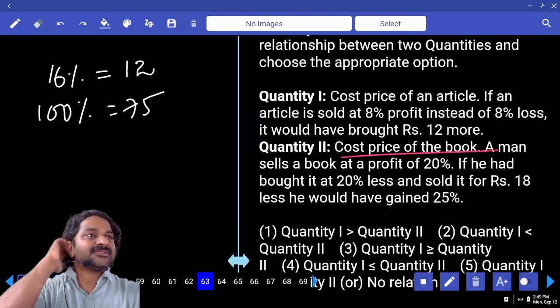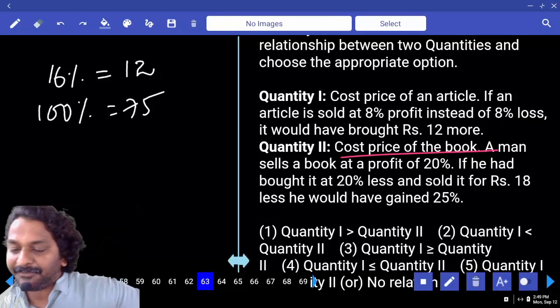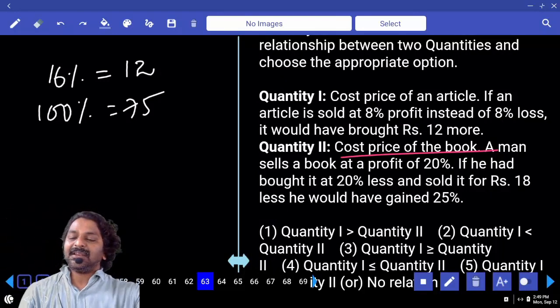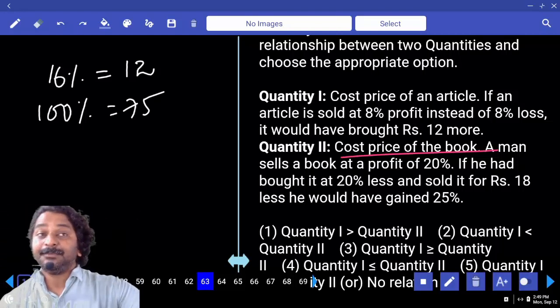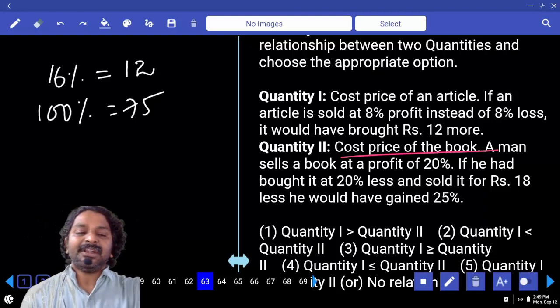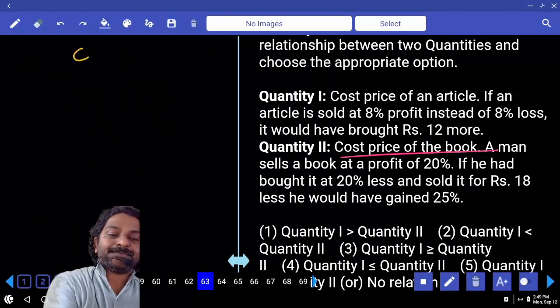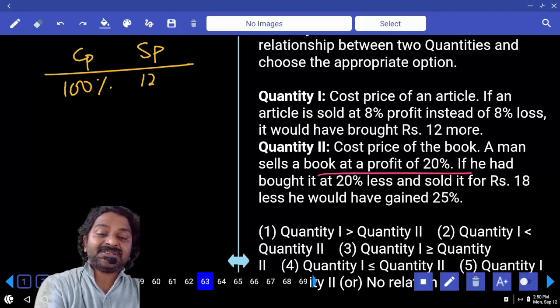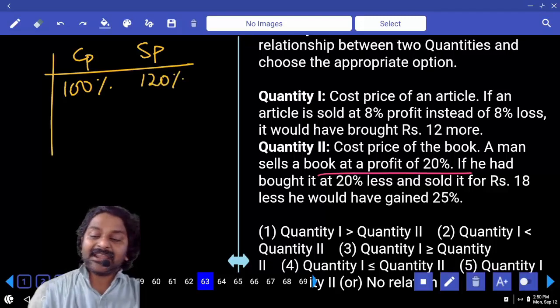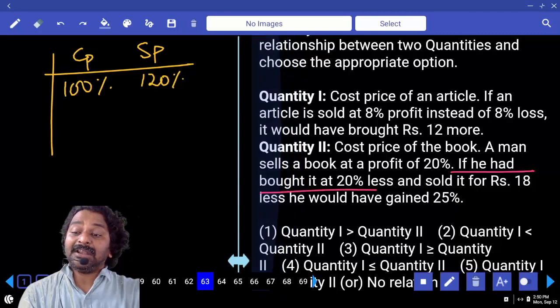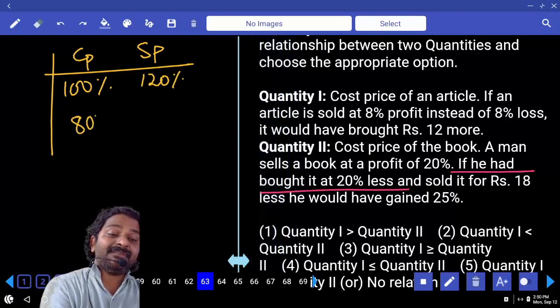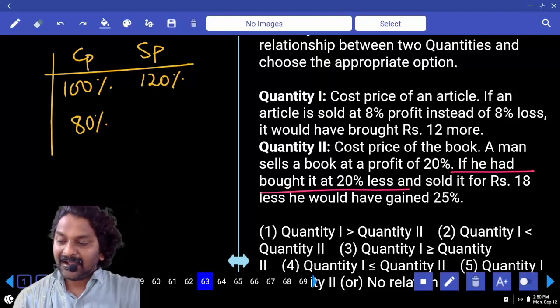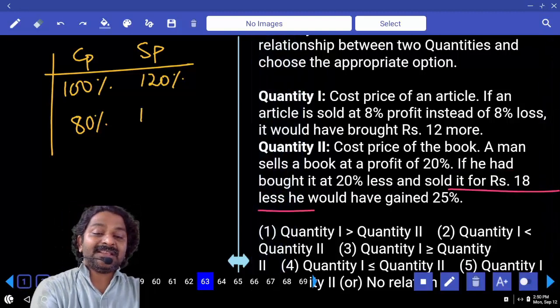Cost price of the book, that's what we have to calculate. The man sells a book at a profit of 20%. If he had bought it at 20% less and sold it for 18 rupees less, he would have gained 25%. Now look at this. Cost price, and I'm writing selling price here. Initial cost price, I'll start with 100. First case, what is he getting? Profit 20%, that is 120%. Second case, what happened? If he had bought it at 20% less than the previous cost price, which is 80, and sold it for 18 less than the previous selling price, 120% minus 18.